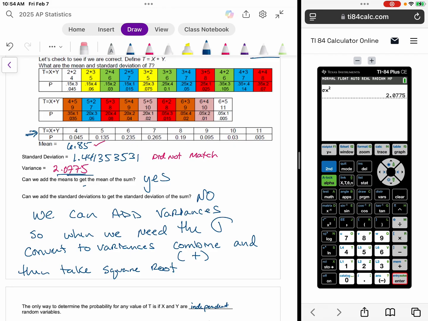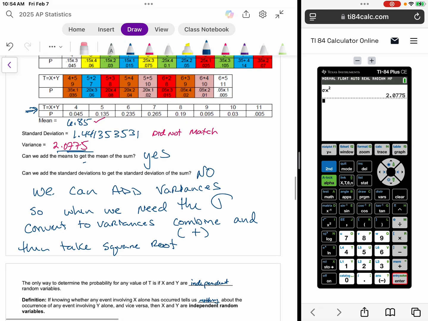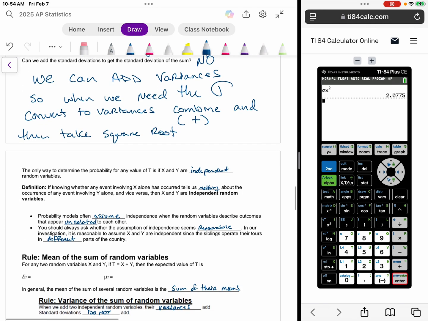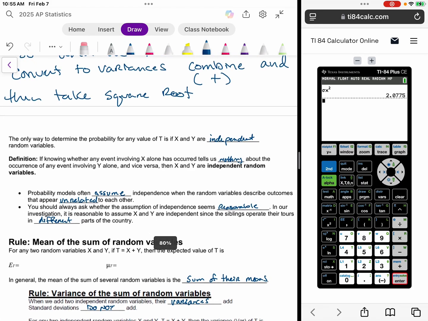I'll leave that little chicken scratch on there in case you need that statement there. I think the next part is filled in for you. The only way to determine the probability for any value t is if x and y are independent random variables. If knowing whether an event involving X alone has occurred tells us nothing about the occurrence of any event involving Y alone, and vice versa, then X and Y are independent variables.